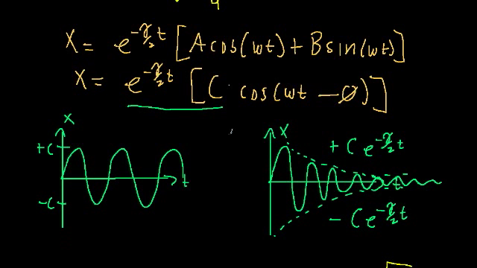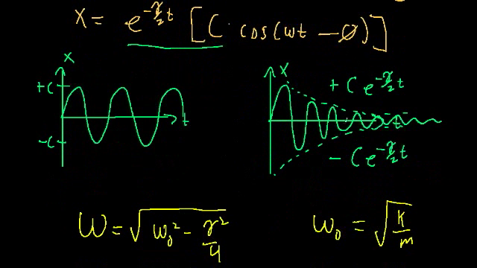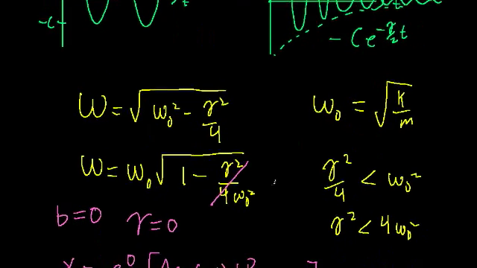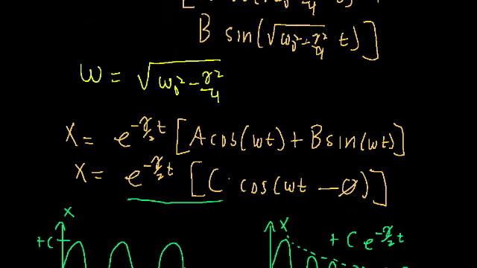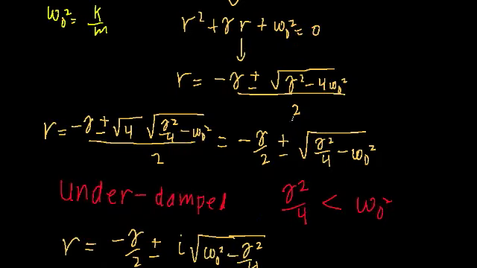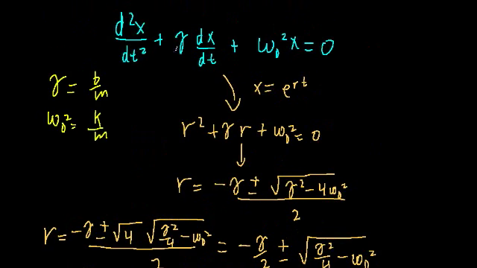We pretty much covered all the points. This is the general solution for it. This is what it looks like. This is what's happening with the frequency. And we know that we can recover our original solutions under the condition that gamma is equal to 0. In the next video we're going to take a look at another case for a solution to this differential equation.